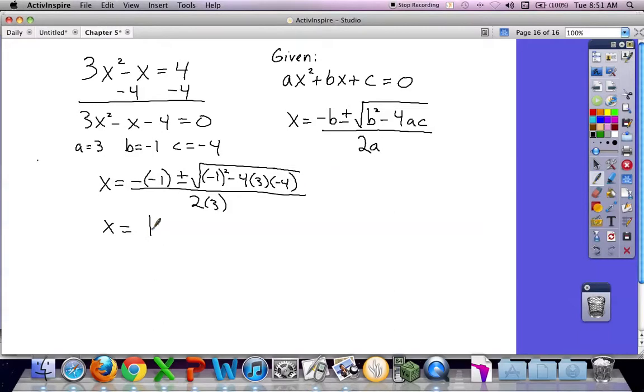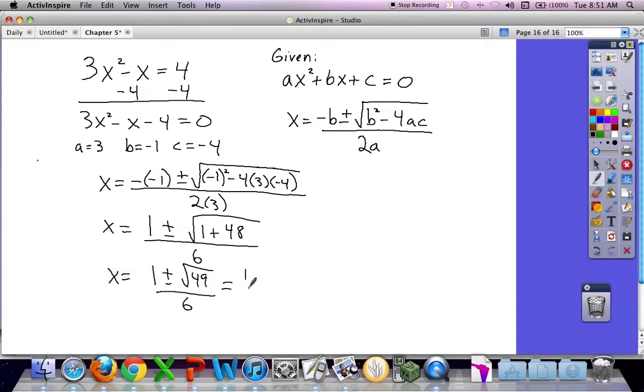-1 is +1, plus or minus the square root of 1, -1 squared is +1, minus 4 times 3 times -4. Well, the minus times a minus is going to make this a plus. And 4 times 4 times 3 is 48, divided by 6. So x equals 1 plus or minus the square root of 49 divided by 6, which is 1 plus or minus 7 divided by 6.